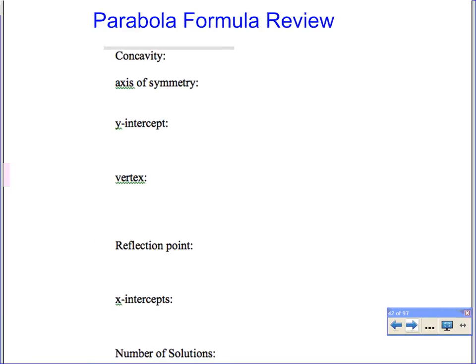Okay, can someone quickly remind us, concavity, how do you find it? Sage. Good. Awesome. So if A is negative, concave down. If A is positive, concave up, which is the first number. If A is negative, concave down. How do you find the axis of symmetry? Anyone can tell us. Well, good. X equals negative B over 2A. It's an equation. X equals negative B over 2A.